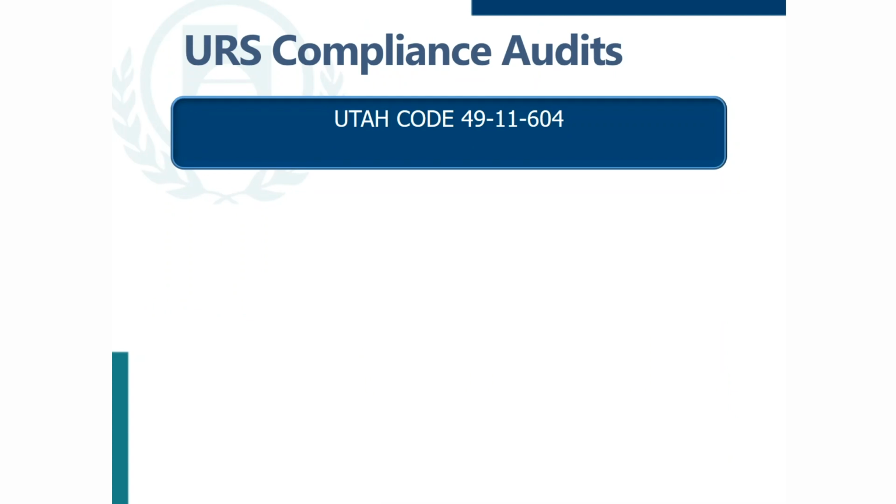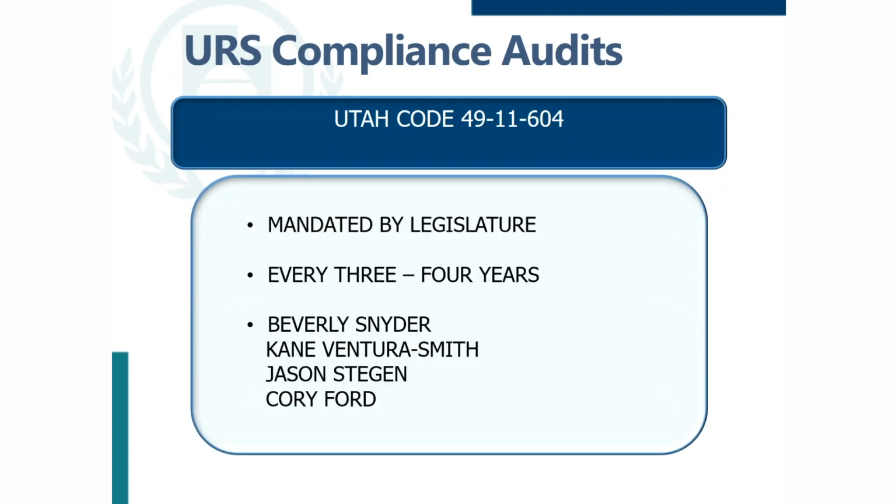Before we begin, let's talk about why we do the audits. Audits are required by the legislature. They're mandated under Utah Code 49-11-604. Here at the office, we have a schedule put together, and we're trying to come out and visit you every 3 to 4 years. As a reminder, we're not coming out to dig under your rocks. We're coming out to help you find your missing links.